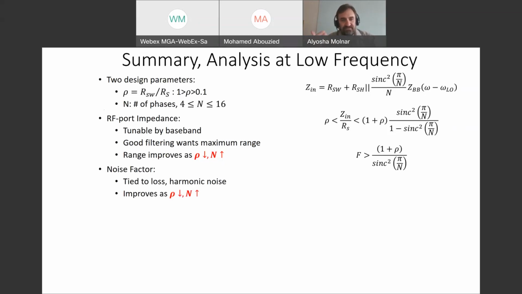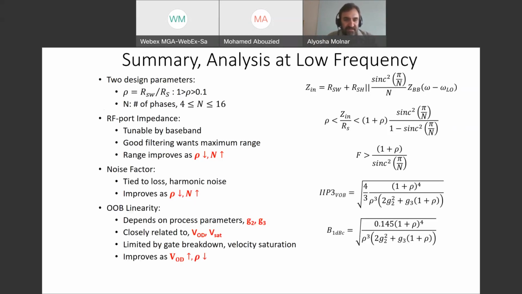And so one way of looking at this is even if you don't care that much about your impedance tuning range, you still actually care because your impedance tuning range directly matches up to your noise factor. So anything that you do to improve your tuning range also improves your noise factor. And then finally, out-of-band linearity depends on some process-dependent parameters that give you your distortion, but which are unfortunately limited by things like gate breakdown, and are also strongly dependent on that term rho. And so at lower frequencies, at least, there's a consistent goal of trying to make your switch resistance as small as possible relative to your source impedance.